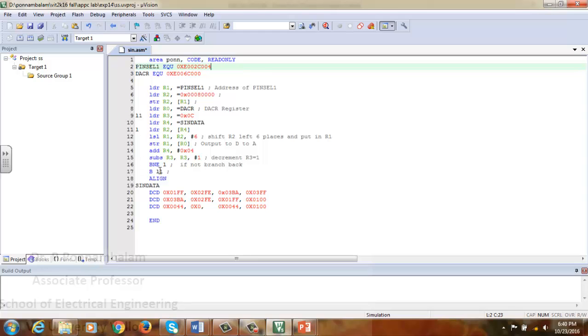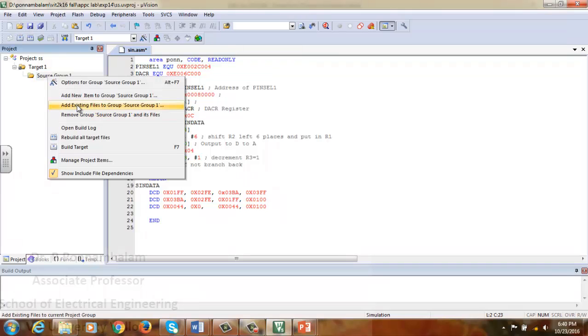When it has gone to 0, again it goes to L1, where I am reinitializing the count of the table, the samples that I have created, and I am reinitializing R4 with the memory address of the start of the lookup table. So again it goes again and again with the same procedure. This is the explanation for the program.